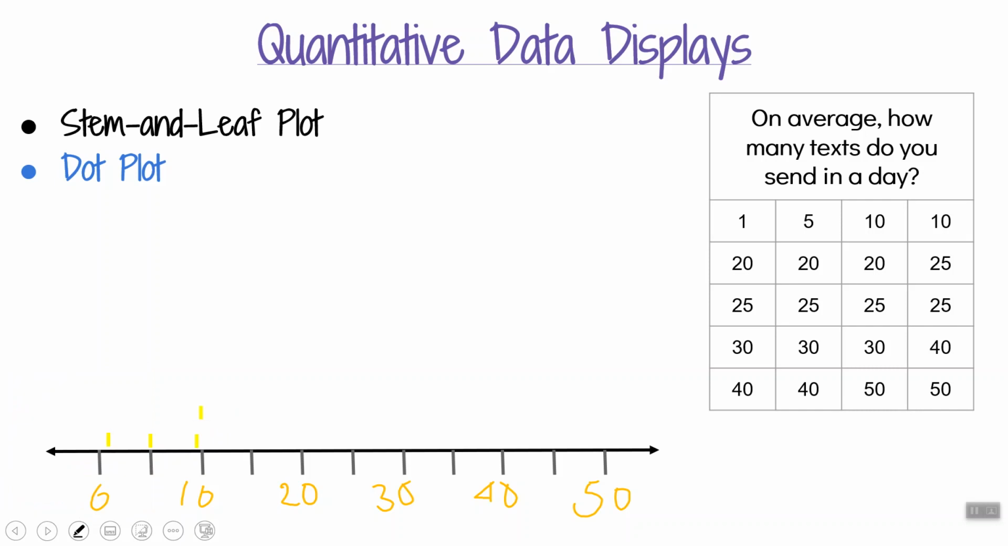2 dots for my 10, 3 dots for my 20, 5 dots for my 25, 3 dots for my 30, 3 dots for 40s, and 2 dots for 50s. And I know those dots aren't perfectly drawn, but you can still see that a huge portion of the data is between 20 and 30, being most people are sending on average between 20 and 30 texts a day.